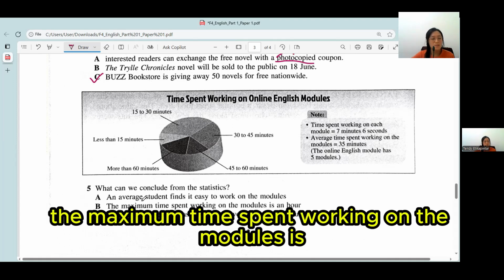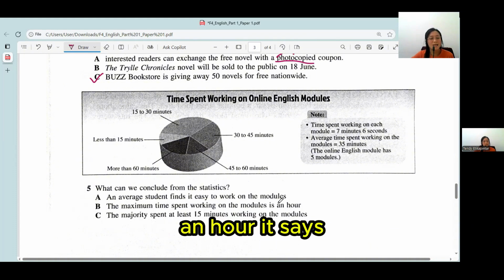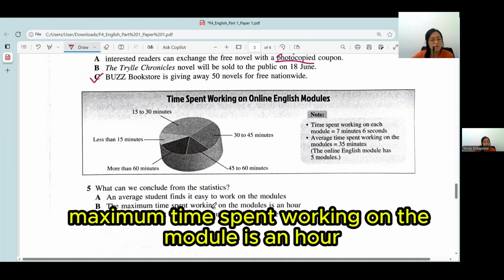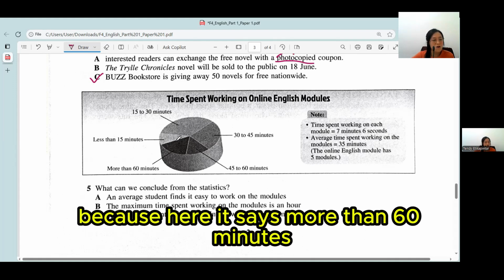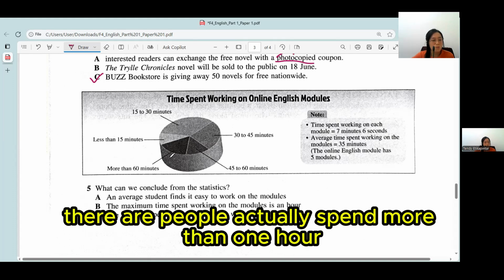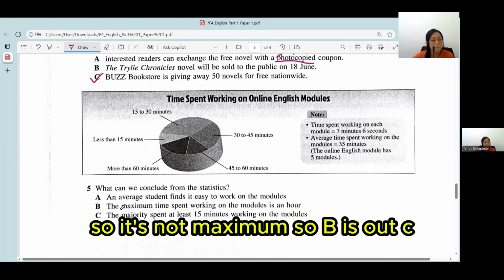Let's look at B. The maximum time spent working on the modules is an hour. It says maximum time spent working on a module is an hour. This is actually not correct because here it says more than 60 minutes, which means there are people who actually spend more than 1 hour. So it's not maximum.